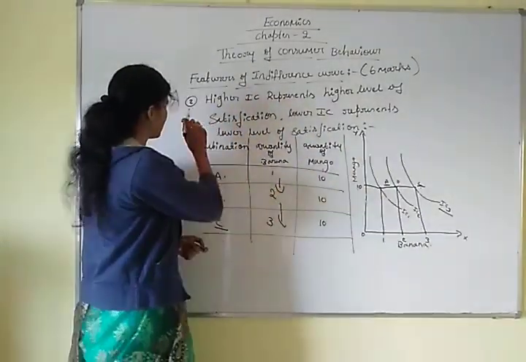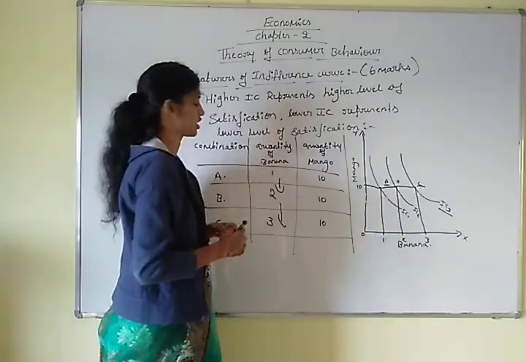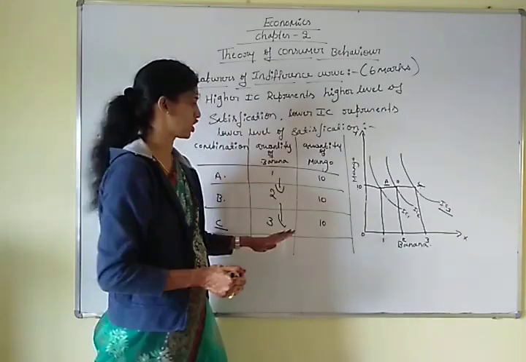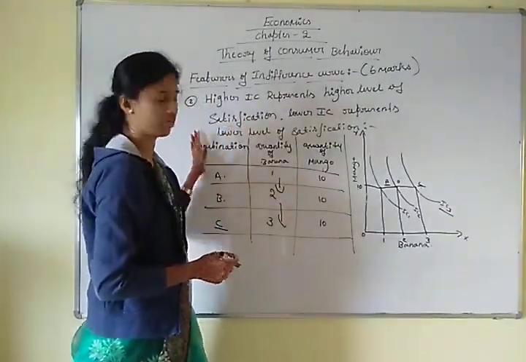So the second important feature is: higher indifference curve represents higher level of satisfaction. Lower indifference curve represents lower level of satisfaction. It is a very important feature. So note it down.